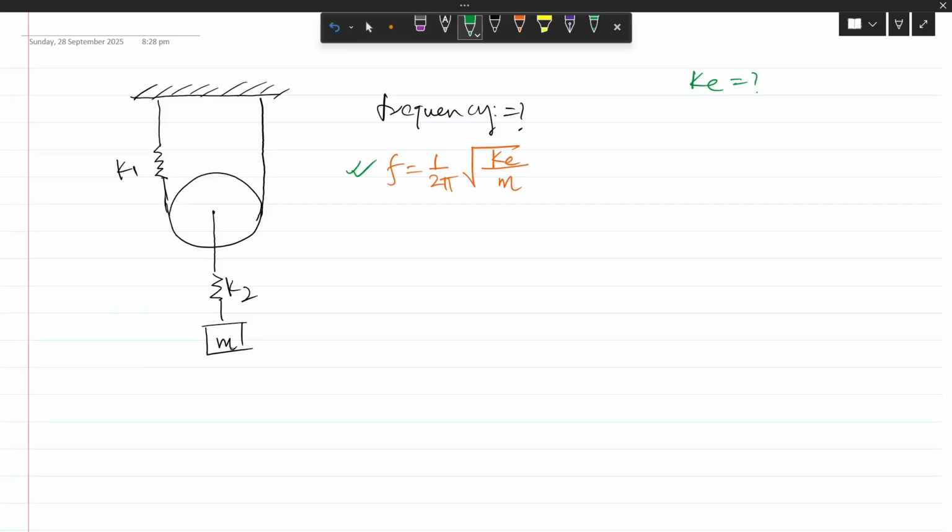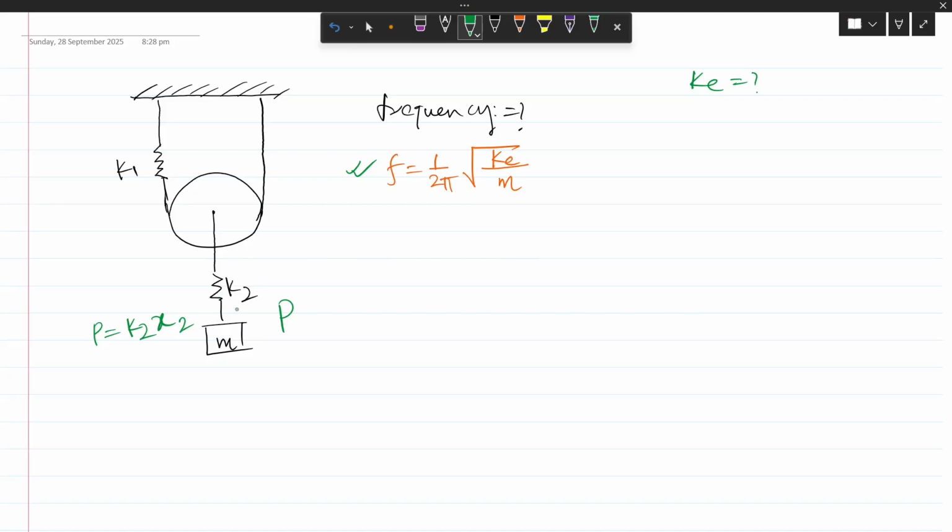Here, consider that I am applying P amount of force in the K2 spring. If I'm applying P force, what will happen here? We already know the spring force: P is equal to K into X. Here, the spring constant is K2, so K2 into X2. X2 is the displacement of this K2 spring.